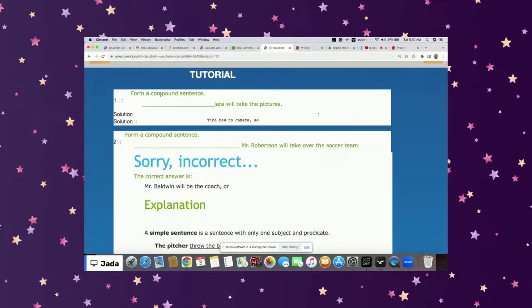Okay, so it says form a compound sentence here. If you are forming that, you need to look at the option which has the comma and the conjunction, to connect the other sentence together.